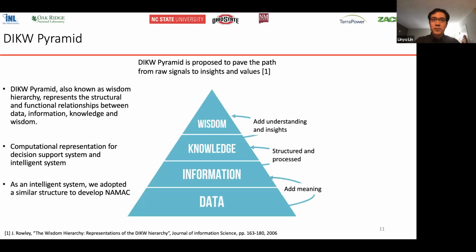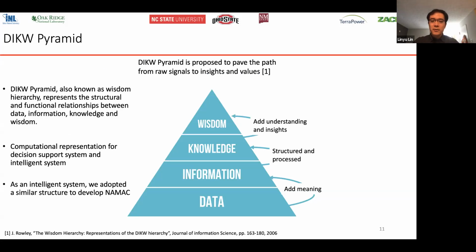So before we go to the 3-layer architecture, here is some background information. This pyramid is also known as the DIKW pyramid, the data, information, knowledge, and wisdom pyramid. It's a wisdom hierarchy that represents the structure and functional relationship between data, information, knowledge, and wisdom. And another importance of this pyramid is that it usually represents computationally how a decision support system or intelligence system can be implemented. So let's look at the pyramid on the right-hand side.